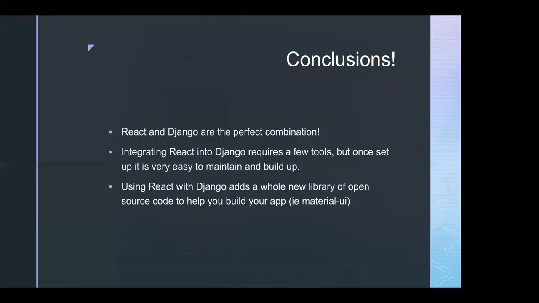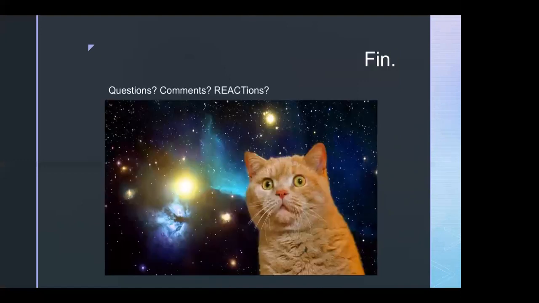And yeah, conclusion: React and Django are the perfect combination. Django lets us have a very intricate backend while maintaining the best possible front end, which is very modern, reactive and amazing, and I love it. Integrating React into Django requires very few tools, and once it's set up, it's very easy to maintain and build up. And using React with Django adds a whole library of open source code that helps you build your app, such as Material UI. And at the end, I like the cat and the pun.